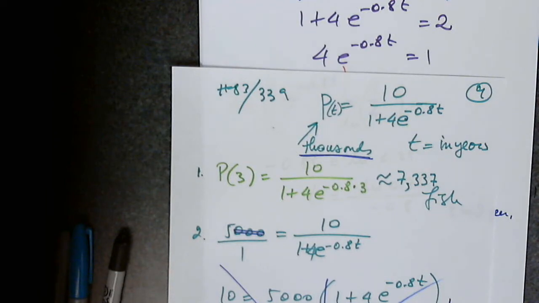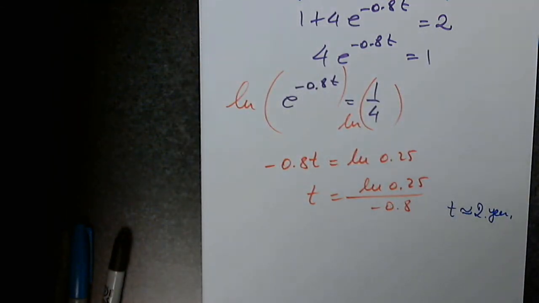So I will say 10 divided by, in parentheses, 1 plus 4e raised to negative 0.8 multiplied by the previous answer, the whole thing, and then close the parenthesis for the denominator, and the answer has to be 5, which means 5,000. Very good.